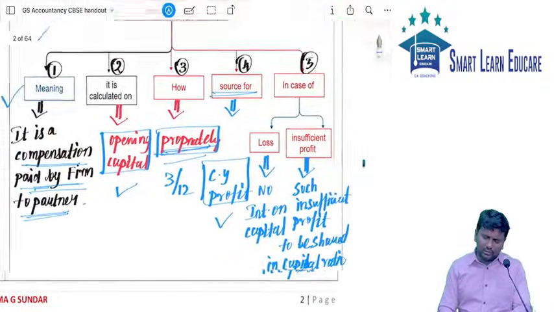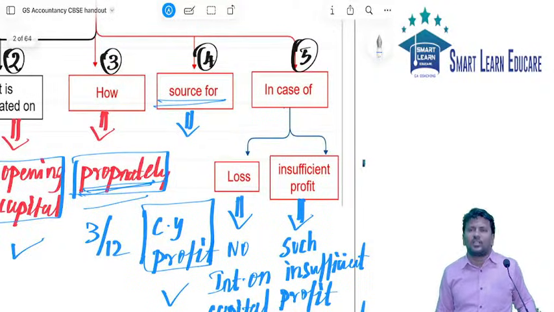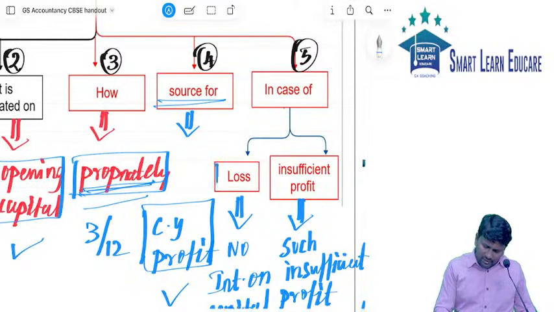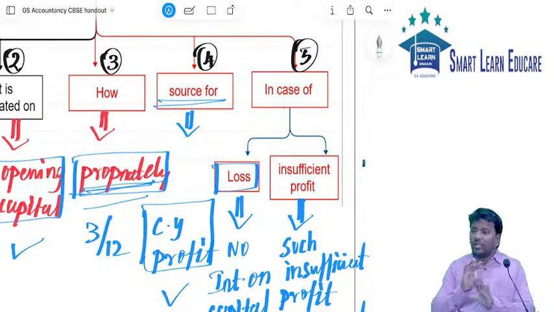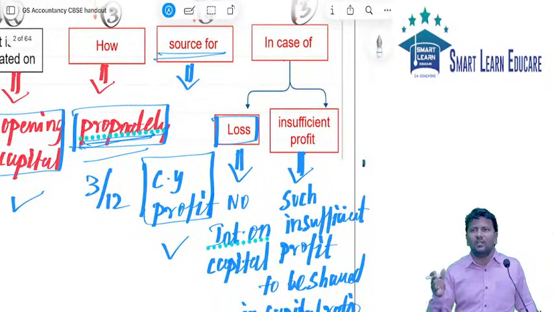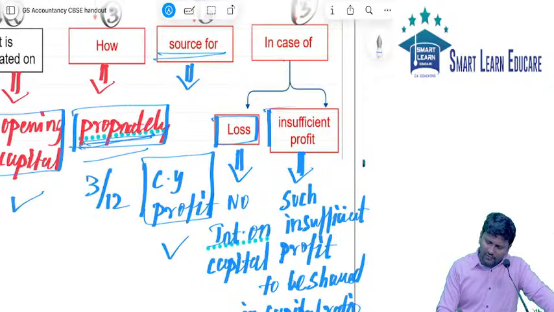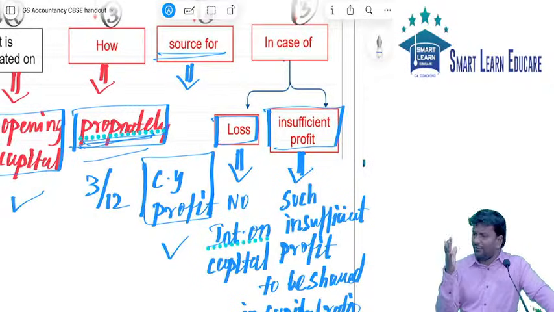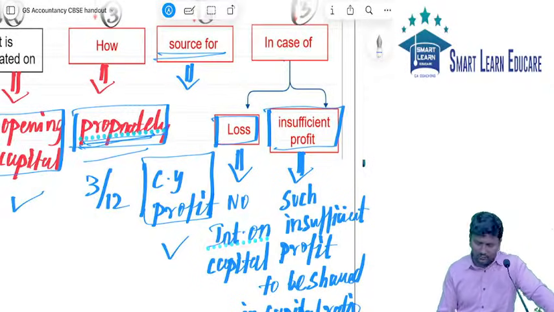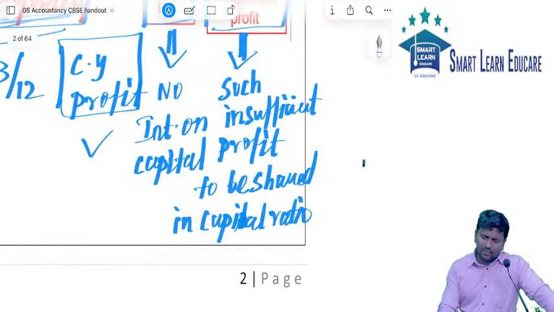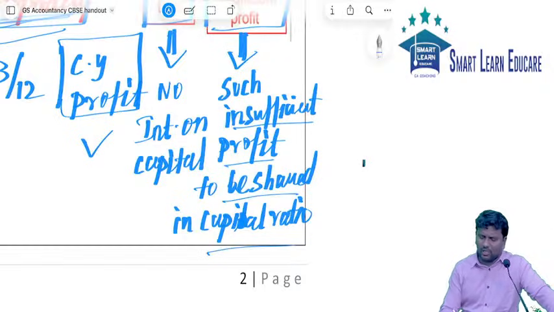That is given here. What is the source for interest on capital? It is current year profit. In case of loss, no interest on capital. If there is loss, we will not give interest on capital. In case of insufficient profit, profits are not sufficient. This is important, this has also been tested. When profits are not sufficient, in what ratio is such insufficient profit to be shared?